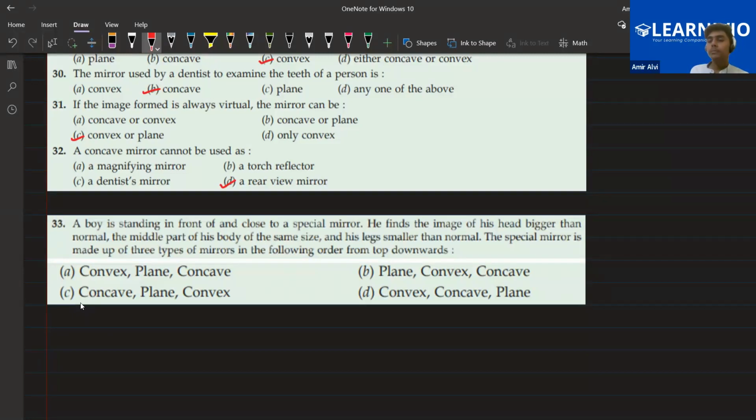Okay, so that's why C will be the correct one. Who gave me the C? Does anybody give? No, nobody gave me the C option. No worries, चलो कोई बात नहीं, sometimes it happens. Got it?